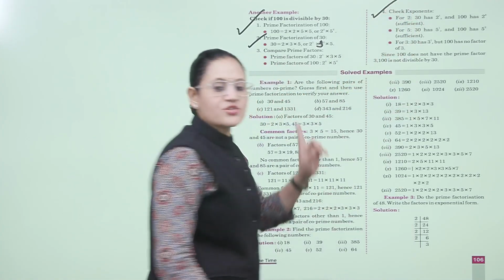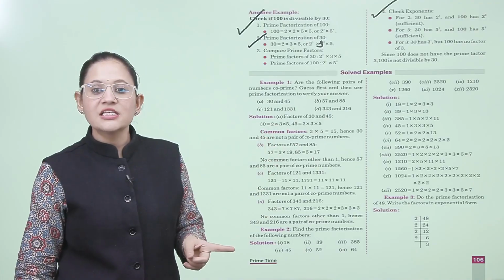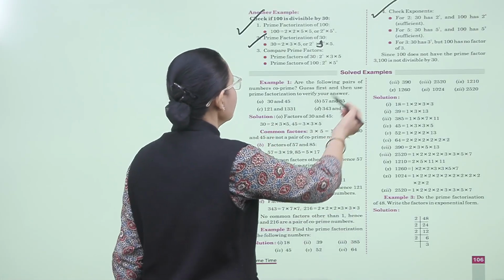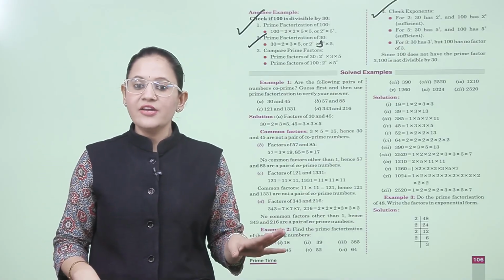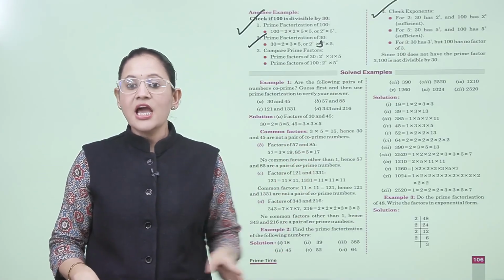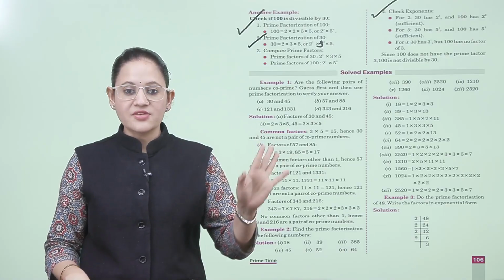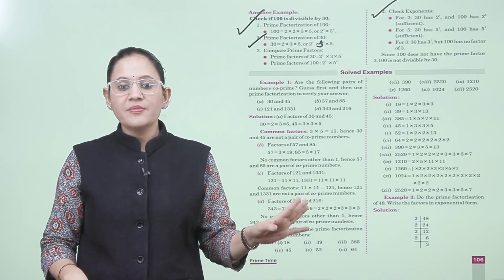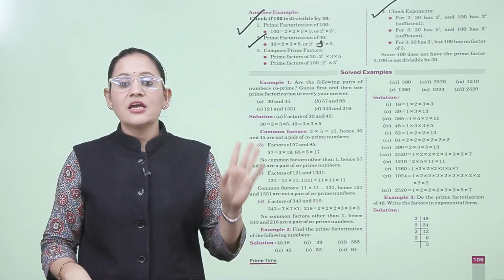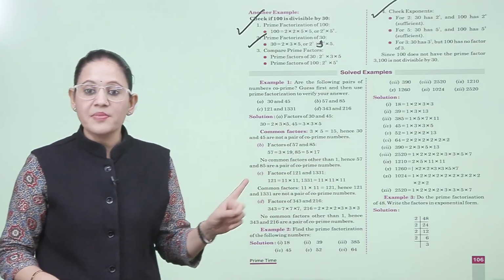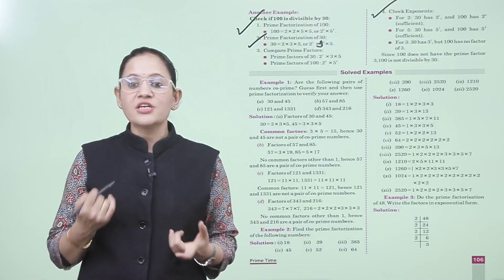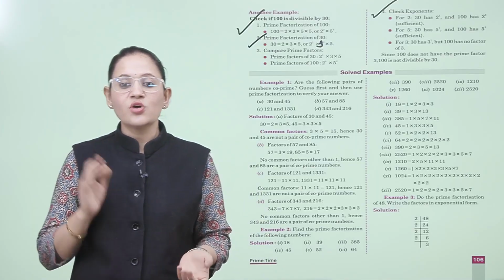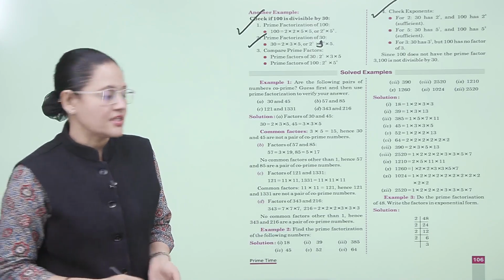For 2, 30 has 2 to the power 1 and 100 has 2 to the power 2. Clear? That is sufficient. For 5, 30 has 5 to the power 1 and 100 has 5 to the power 2. That is sufficient. For 3, 30 has 3 to the power 1 but 100 has no factor of 3. Since 100 does not have the prime factor 3, 100 is not divisible by 30.